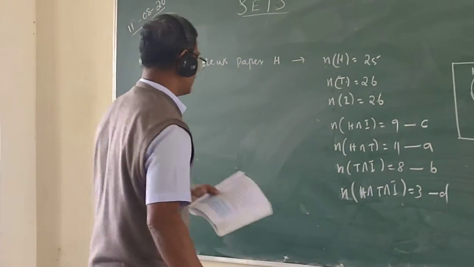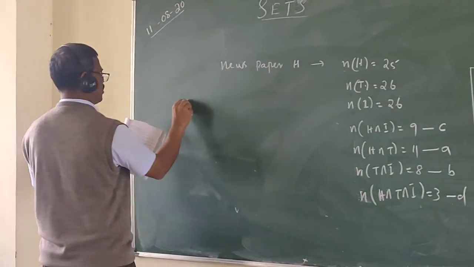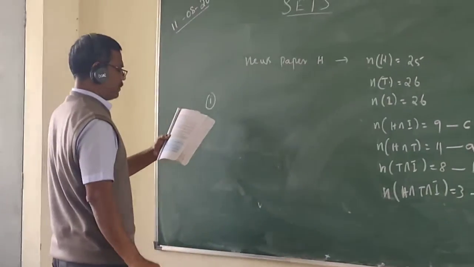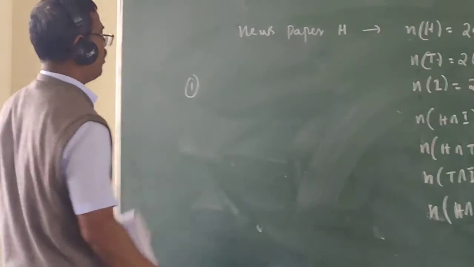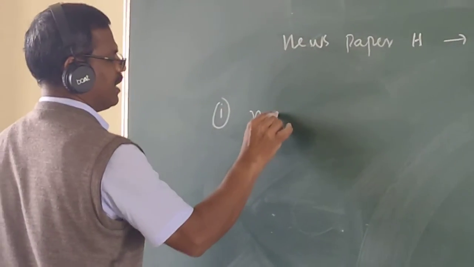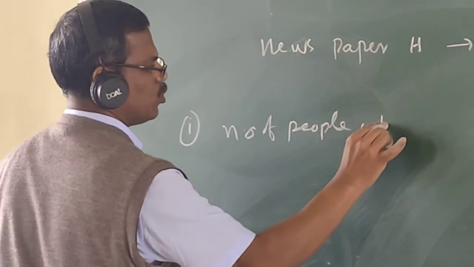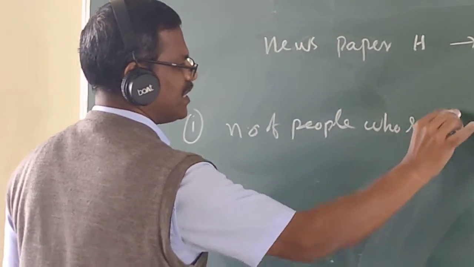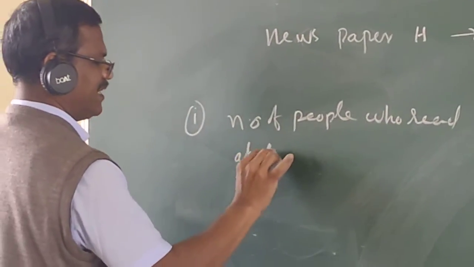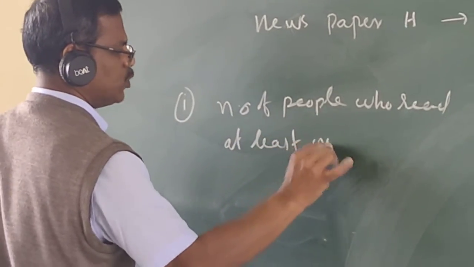Now what is actually the question? The first portion of the question is the number of people who read at least one newspaper.